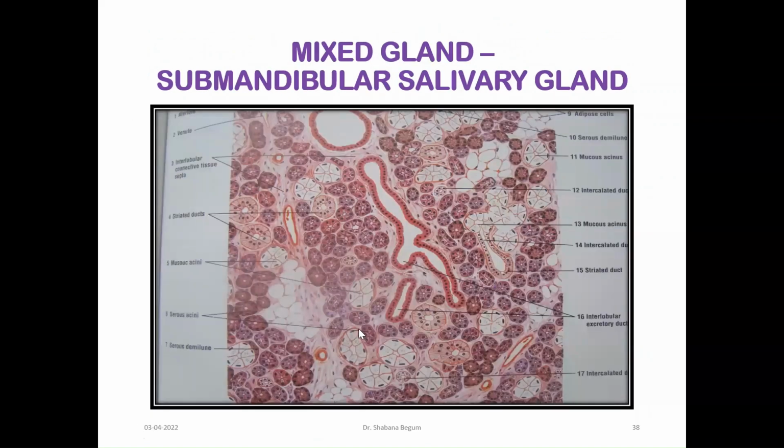This slide is showing the mixed gland, that is the submandibular salivary gland. We can see both serous acini and mucous acini. We can differentiate the two from their staining appearance and also from the characteristics which we have learned earlier. And we can also make out the serous demilune.